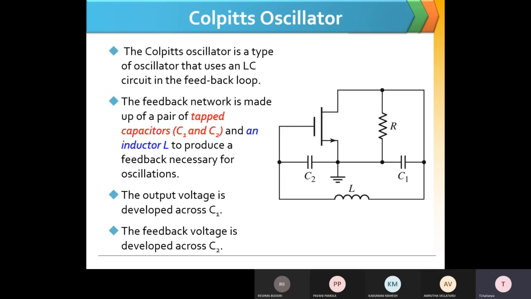The feedback network is made up of tapped capacitors, C2 and C1, and an inductor L1. The output voltage is developed across C1 and the feedback voltage is developed across C2. Because of the response of the transistor, this response is applied to the C1 capacitor. So the output is represented at C1 and the feedback voltage is represented at C2.